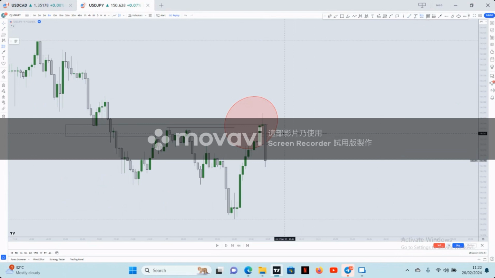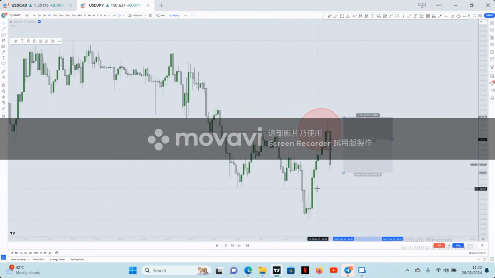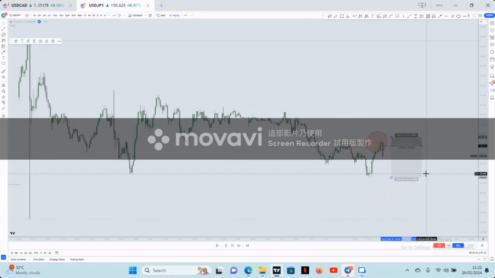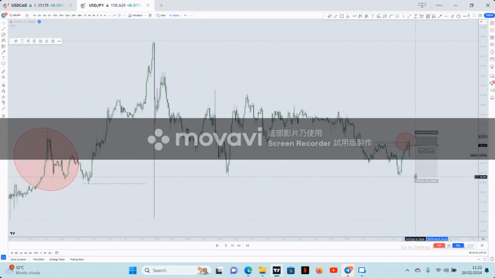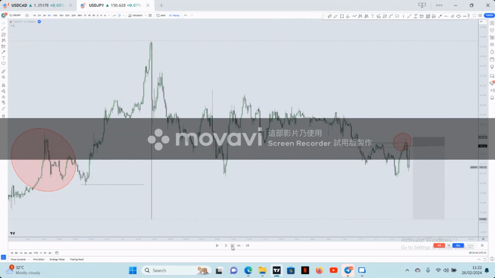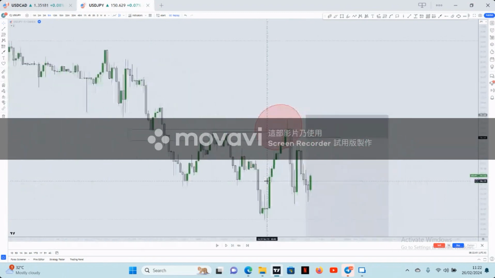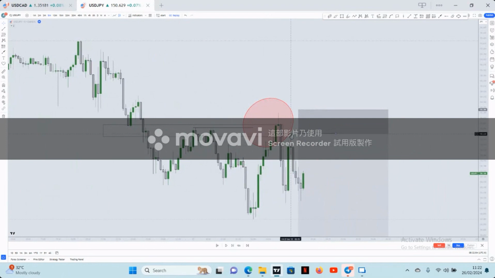Your entry should be here, stop loss. This is a 1, 2, 3, and then if you extend, this is a 1 to 8. Let's see if price is tapping. Oh, missed. It only tapped the first OB. If you took this first OB, I think you would have gotten tapped in.